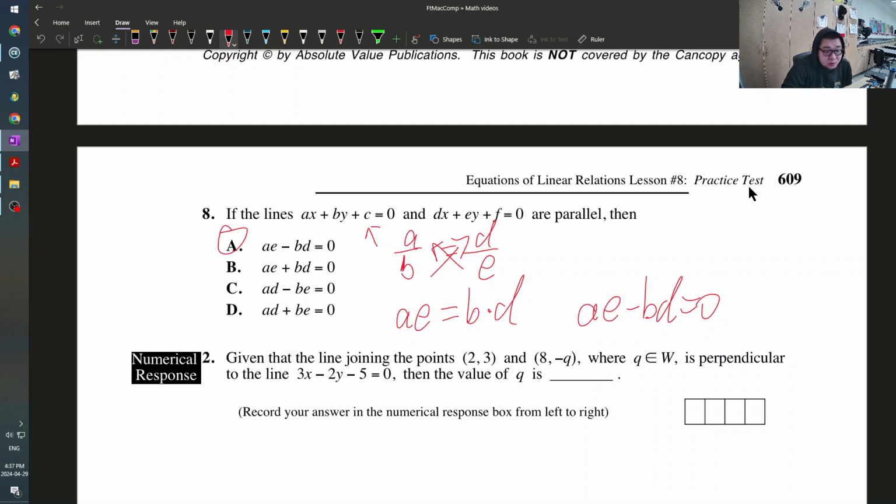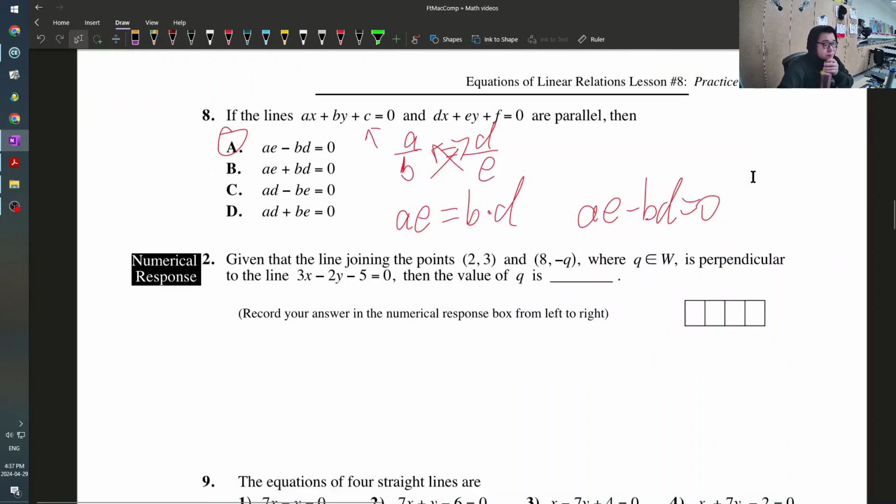Alternatively, I don't really suggest this, but you can just make up two lines that are parallel. Let's go with 1, 2, and 3, and then maybe 2, 4, and 6. These two should be parallel, and then just plug into these things and see which one works the best. It doesn't work all the time, but if you're already stuck on a test question, you could use it.